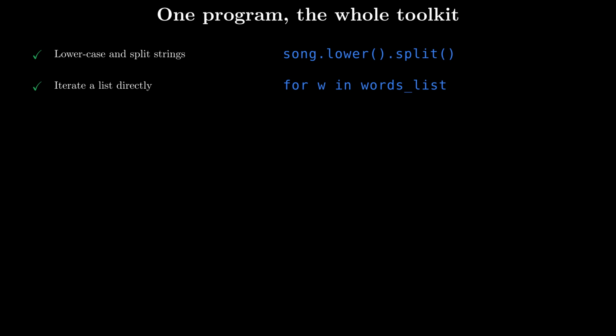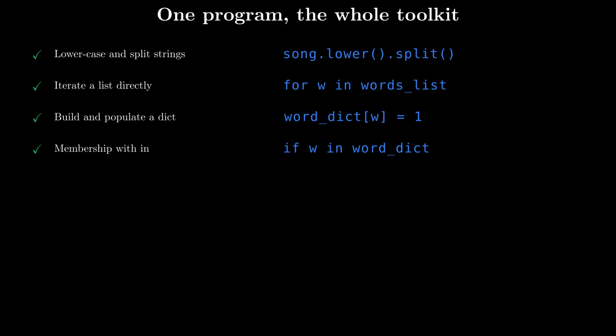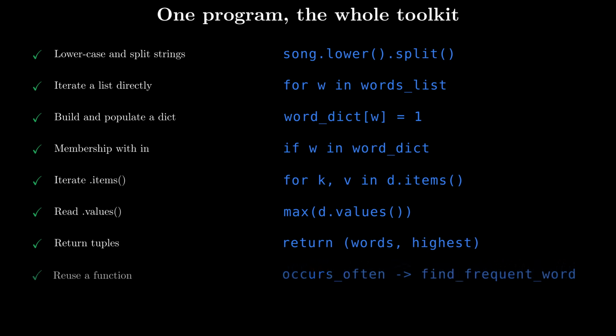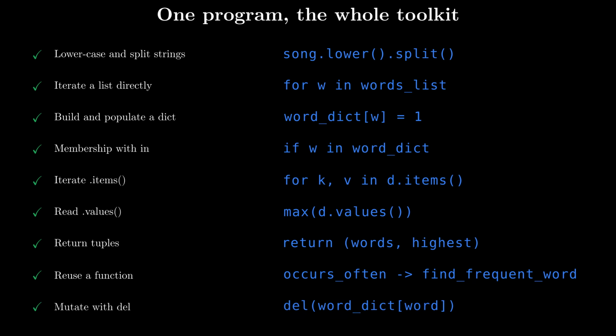Step back and look at how much this one small program used. We lowercase the string and split it into words. We iterated directly over that list. We built a dictionary and populated it, counting as we went. We tested membership with the keyword in. We looped over entries with the items method and pulled every value with the values method. We returned tuples to bundle 2 results together. We reused one function inside another. And we mutated a dictionary with delete. Almost the entire toolkit of the course working together on a single honest problem. Proof that dictionaries earn their place as the right tool for the job.